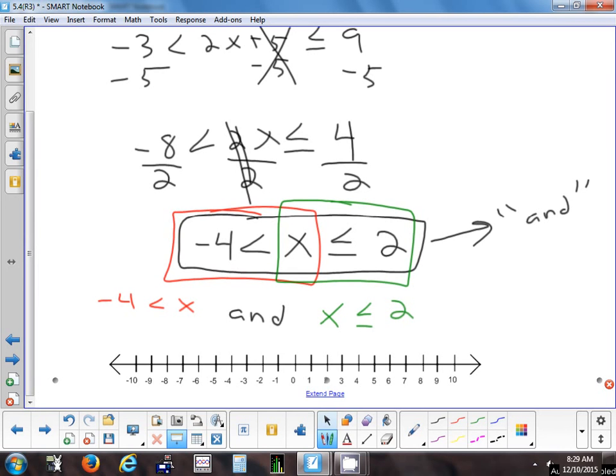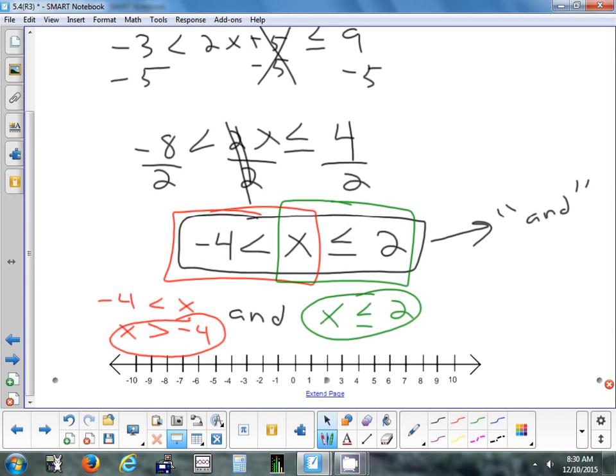Now, which one of these looks a little funny? The one in red or the one in green? The one in red, that's not the right form. How do we normally like our letter? On the left, yep. And where do we like our number? On the right. And what was it pointing at originally? Negative 4. Keep it pointing at negative 4. This is what we are graphing.